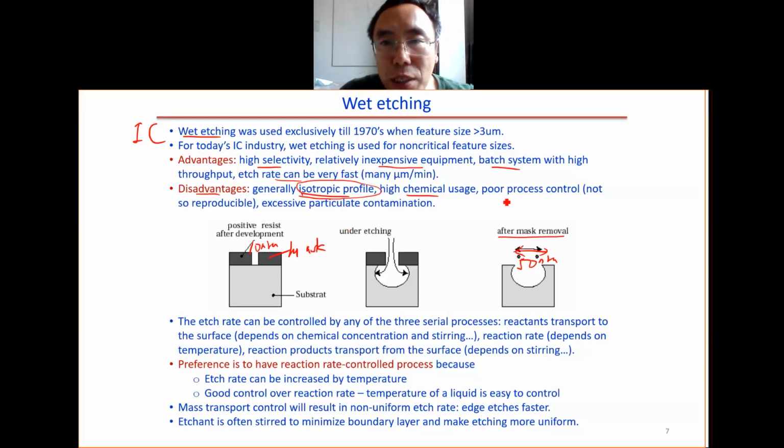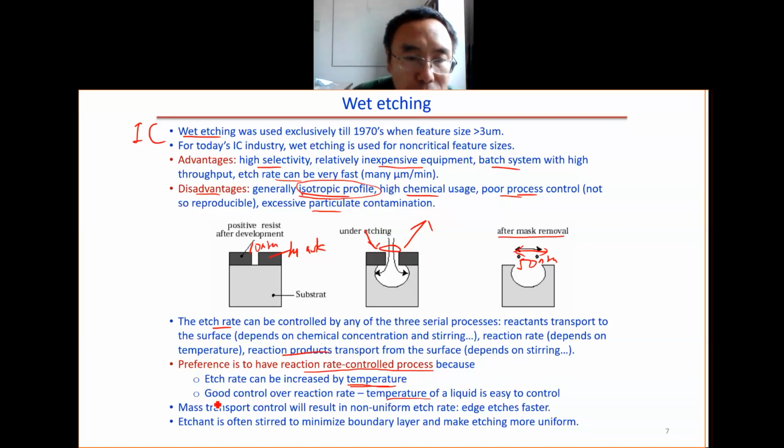And also there is high chemical usage and poor process control, not as well controlled as dry plasma etching, and there is particulate contamination. The etching rate for wet etching is controlled by three processes: the reactant comes to the surface, the chemical reaction happens on the surface, and the reaction product is transported away from the surface. Normally we want a reaction rate controlled process, because then we can control the temperature. When we have uniform temperature, we get uniform etching rate, because the temperature of the liquid is easy to control.